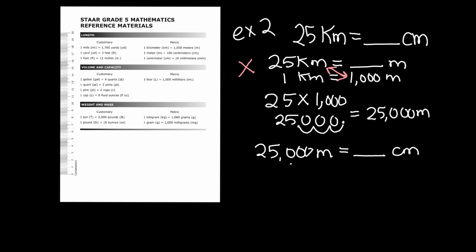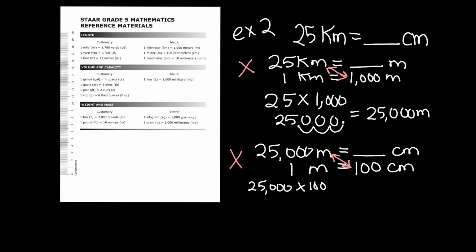I know that 1 meter is equal to 100 centimeters. I look at my numbers. They are diagonal from each other. That means I'm going to multiply. I have 25,000 times 100. It's a power of 10.